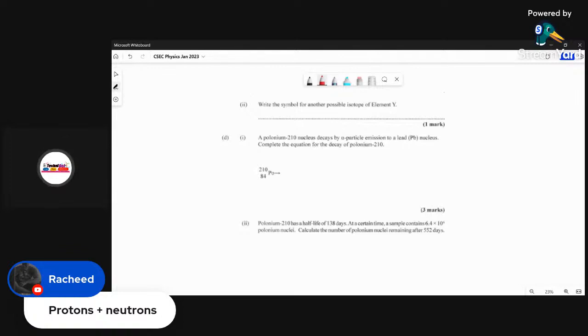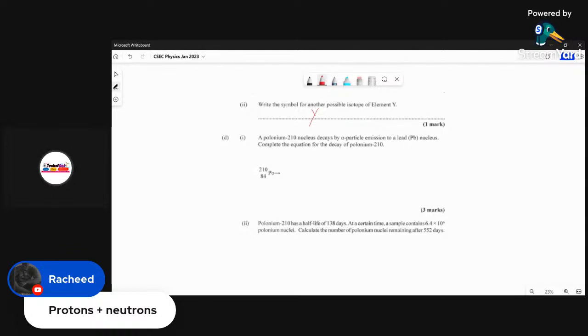Another possible isotope, rather, for element Y. So first we can start with Y. I want you to write not just the mass number. I mean, you can. If you do that, they can't mark you wrong because it's correct. But I want proton and neutron, just to make sure that we are understanding what we're going about.